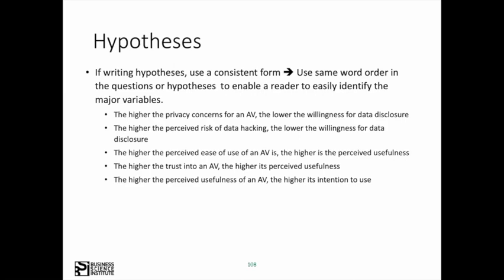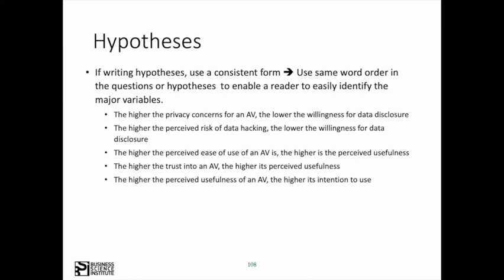So give directional hypotheses and not only the link. For example, trust is related to perceived usefulness, or perceived usefulness is related to intention to use, or privacy concerns are related to willingness for data disclosure. It's important to give the direction of the hypothesis.